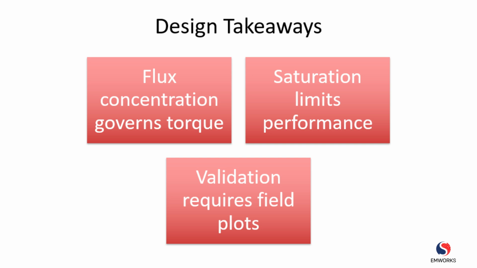Design takeaways. In consequent pole magnetic gears, torque is governed by flux concentration in ferromagnetic parts. Saturation often limits performance before magnetic strength does. Flux plots and air gap harmonics are essential validation tools.